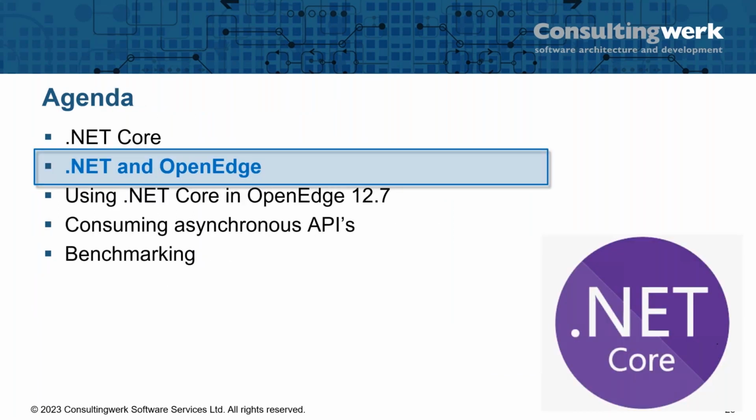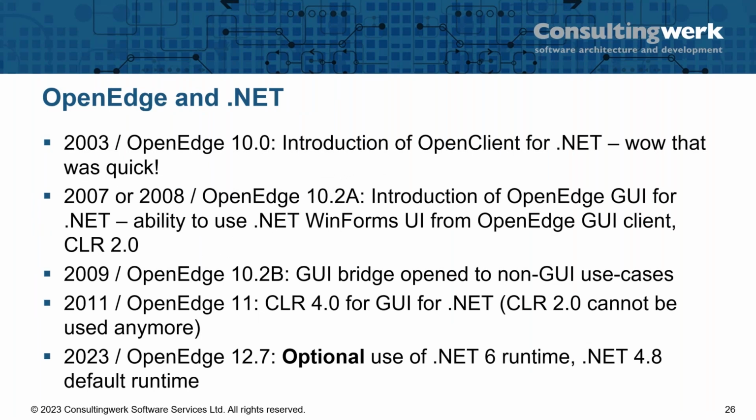Good. Now let's look a little bit at what OpenEdge has provided in the past already in .NET support. So to my knowledge, the first touching point between OpenEdge and the .NET Framework was in 2003 with the release of OpenEdge 10.0, the introduction of the Open Client toolkit for .NET. If you look at the release history of the Microsoft .NET Framework, that was just 1 year after Microsoft released the .NET Framework. I think that was a pretty quick reaction from Progress Software.